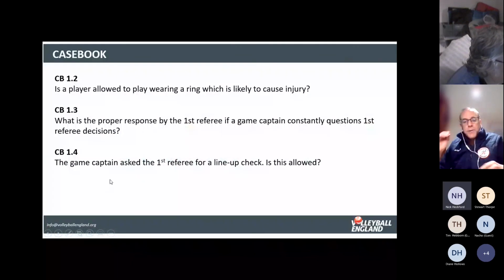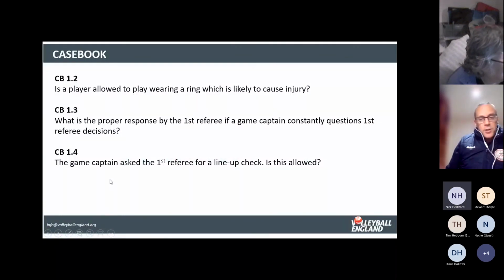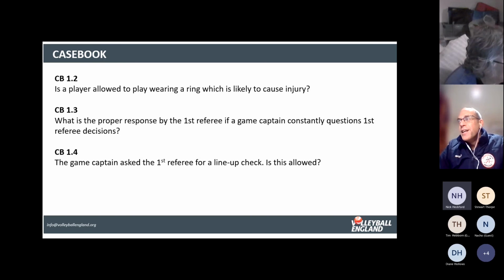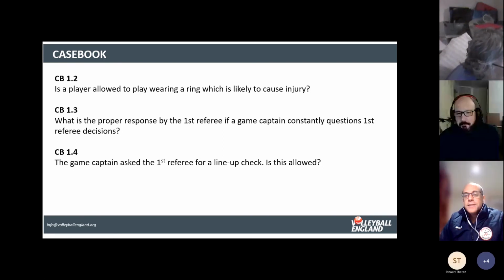Move on. Casebook. So now it's over to you lot. These are not difficult questions because the casebook is on the easy stuff, the basic, the hygiene factors of volleyball. So, casebook 1.2 then. Is a player allowed to wear a ring that's likely to cause injury? So go on then. Easy answer. Who's going to be first? Is there a way of unmuting? Go on then, Chris. You've got your hand up first.